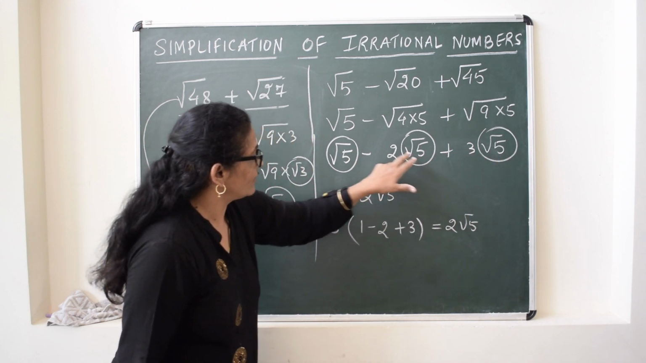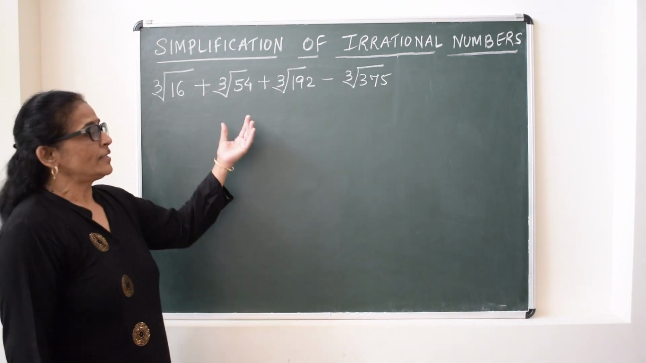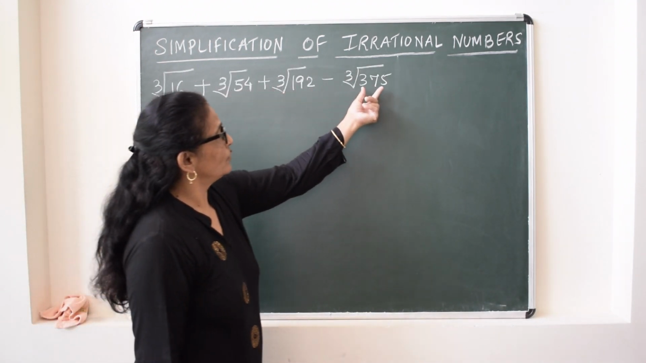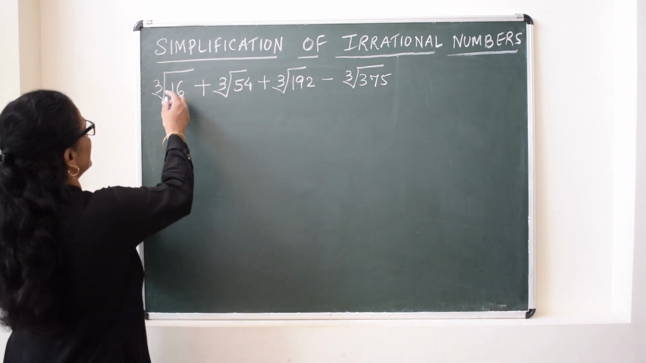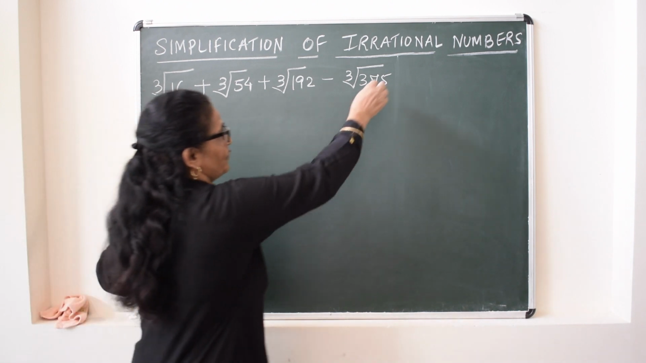Irrational factors. And when they are the same, then we can combine them. Now let's see in this example, these radicands are big in value. So we will find the prime factors and we will combine. So here it is cube root of 16.